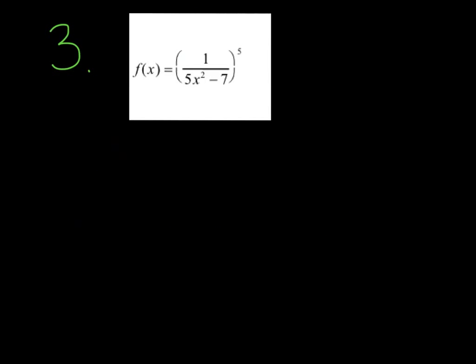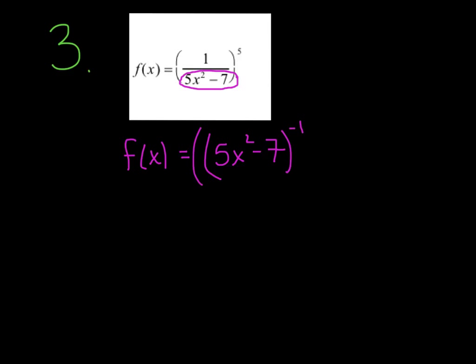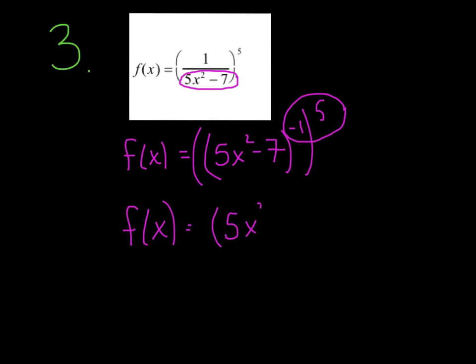All right, number 3, we have the quantity 1 over 5x squared minus 7 to the 5th power. Now in this case, I think it's easiest to rewrite this function first. So I'm going to say this is f of x equals, I can easily move this up by raising it to the negative 1. So I'm going to say that's 5x squared minus 7 raised to the negative 1 power, and it's all of that to the 5th. Now watch how easy this is. Power to a power says you simply multiply those. So I've got the quantity 5x squared minus 7 raised to the negative fifth power.